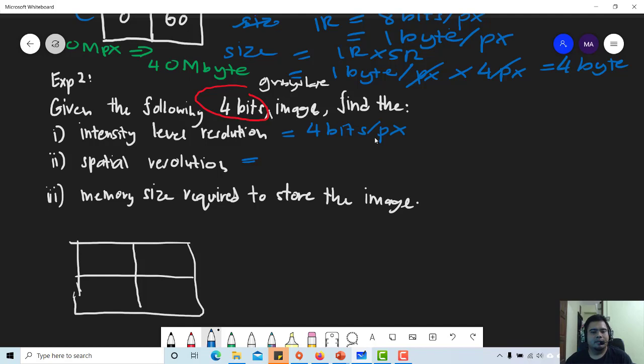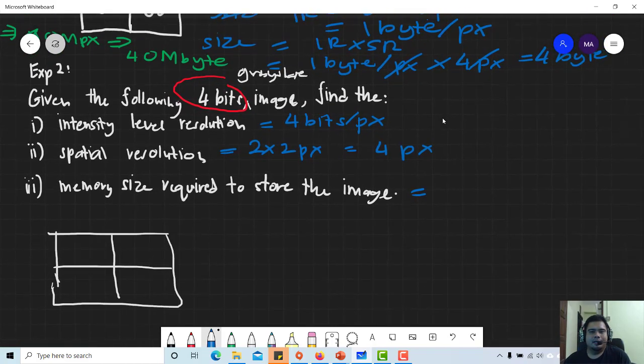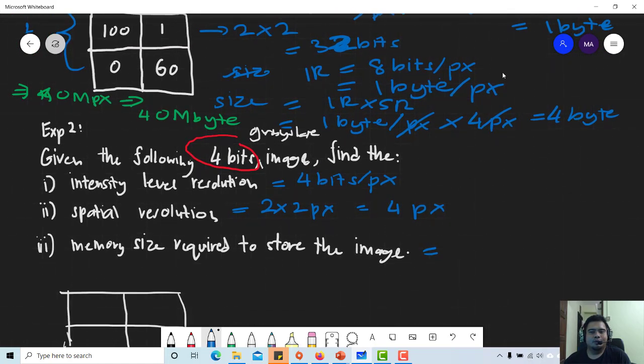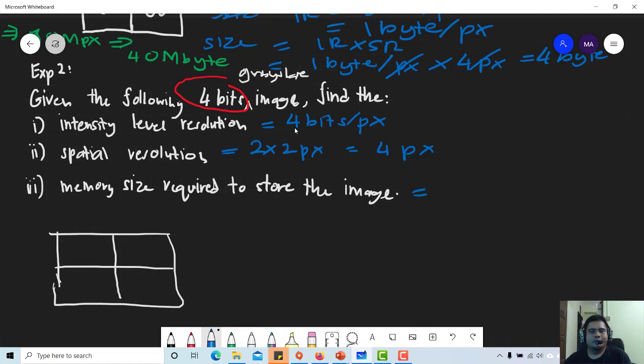And then what is the spatial resolution? I think spatial resolution is similar. It's 2 times 2, so 2 times 2 pixels equals 4 pixels. What is the memory size? Forget about changing the bit into byte if you don't have the skill to change that. I don't ask you to change it into byte. If you can give me the answer in bits, it is still okay. So be careful, don't show off by changing the bit to byte. If you are not sure, just use the bit unit.